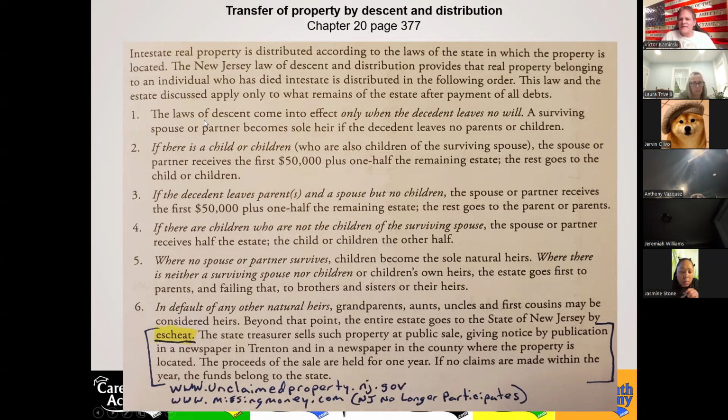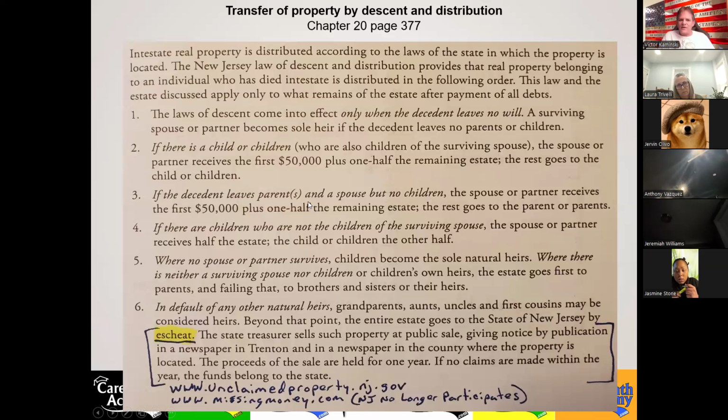So this is how it works. And remember, this only comes into effect if you die without a will. Because if you die with a will, it goes according to your wishes in your will. But if you don't die with a will, how do we figure out who gets your stuff? Well, it goes according to this. A surviving spouse or partner becomes the sole heir if the decedent leaves no parents or children. If there is a child or children who are also children of the surviving spouse, the spouse or partner receives the first $50,000 plus 1/2 of the remaining estate. The rest goes to the child or children.